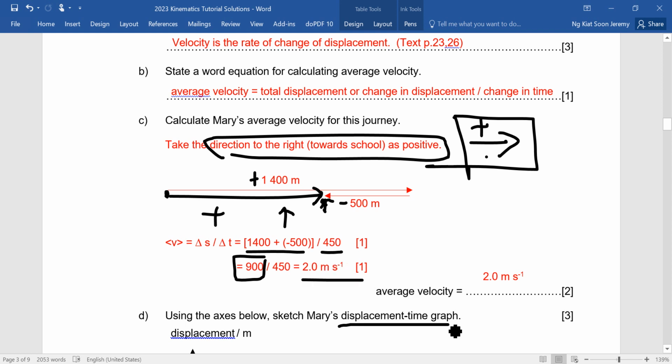Sketch Mary's displacement time graph. This one is always a little bit of a difficult thing for students, but don't worry, we'll try and go through it here. So a displacement time graph will look something like that. This is displacement.